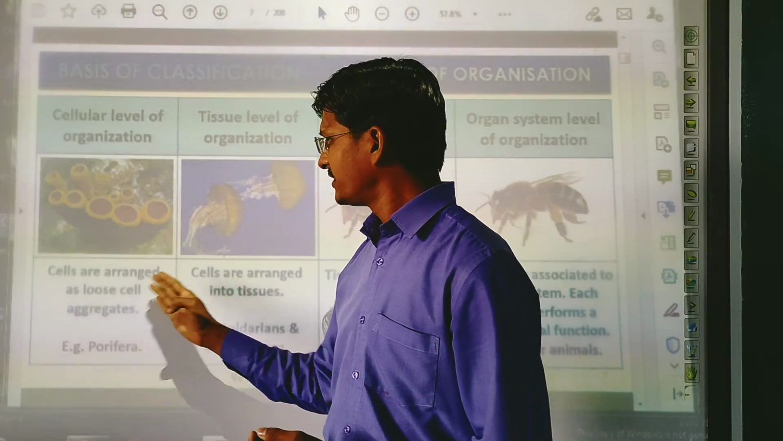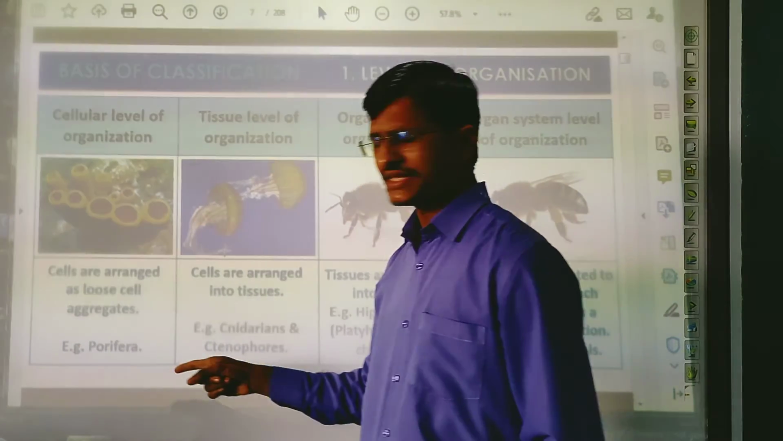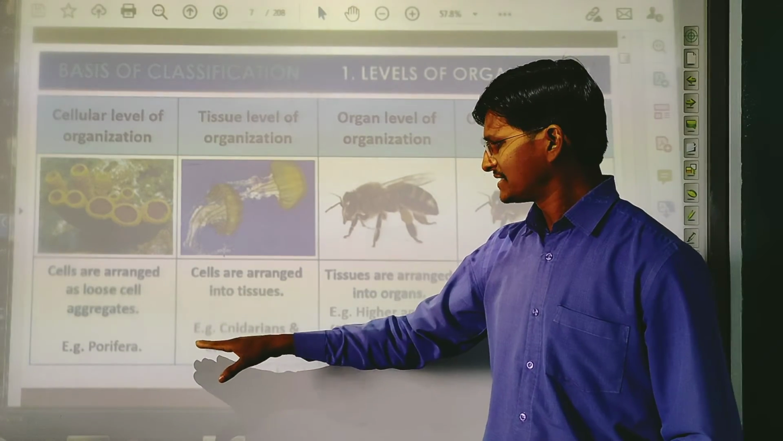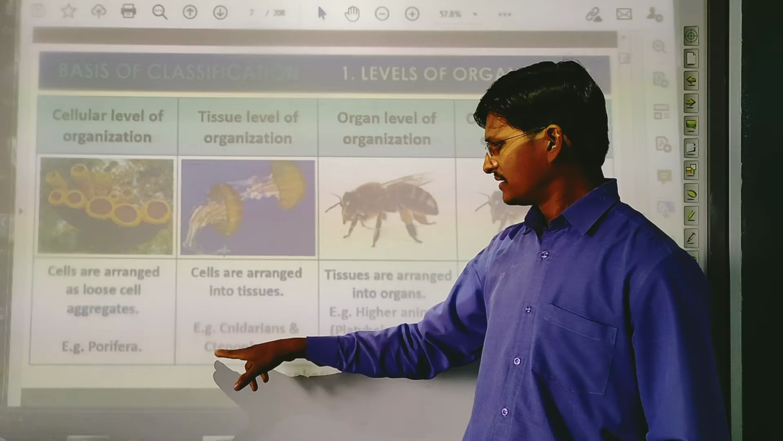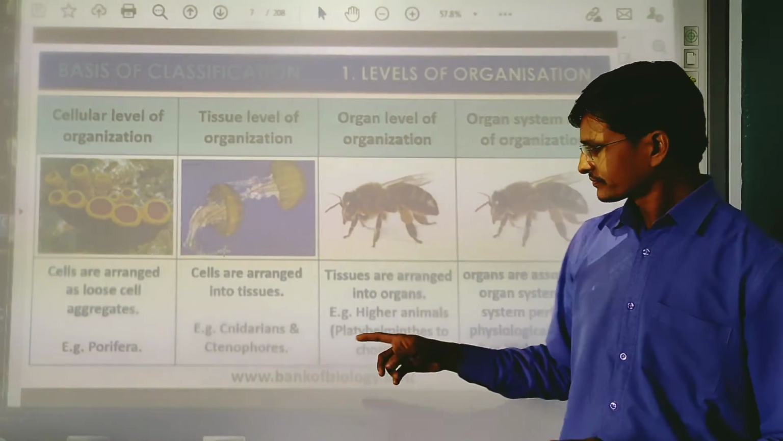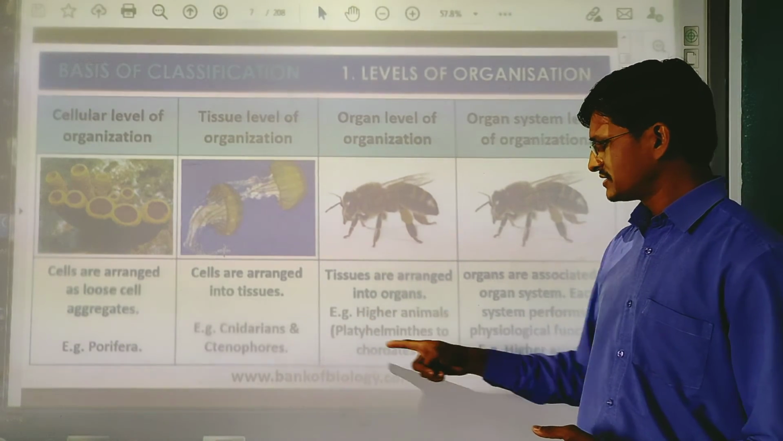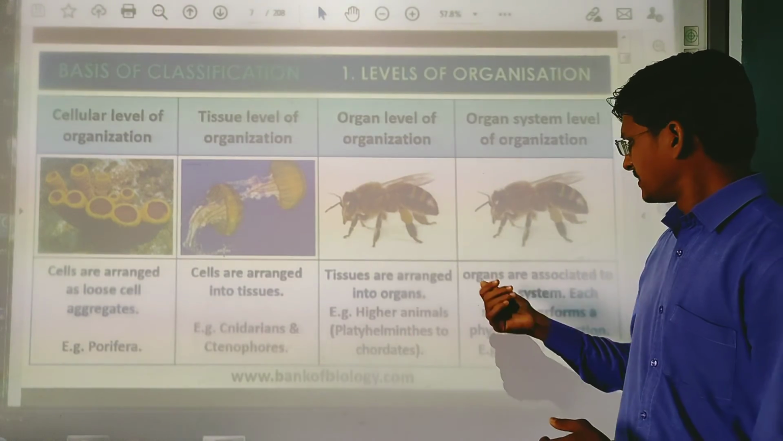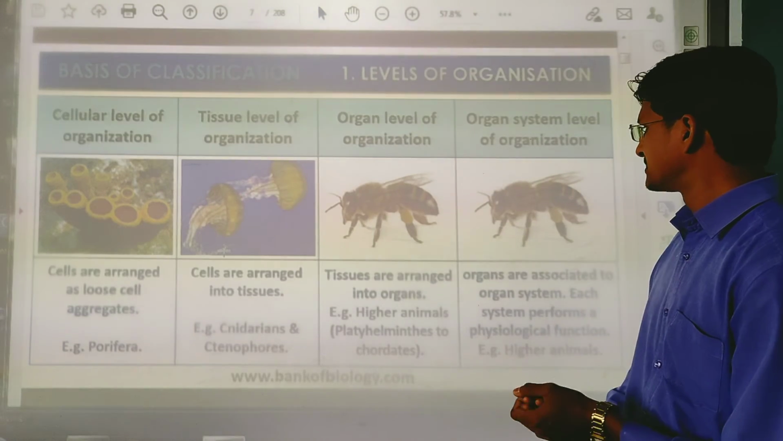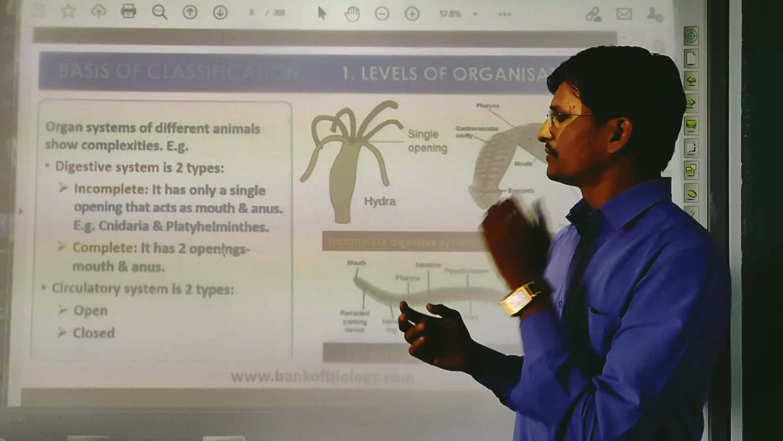In the cellular level, the cells are arranged as loose cell aggregates, for example Porifera. In the tissue level, cells are arranged into tissues, as in Cnidarians and Ctenophores. Then organ level organization: the tissues are arranged into organs, as in Platyhelminthes. In higher animals, such as Chordates, organs are associated into an organ system, and honeybee we can also consider. These are the levels of organization.